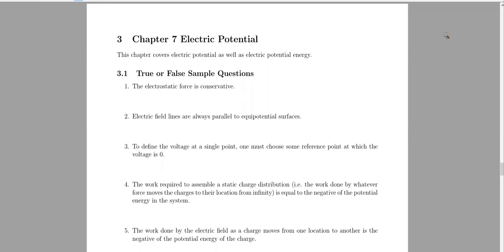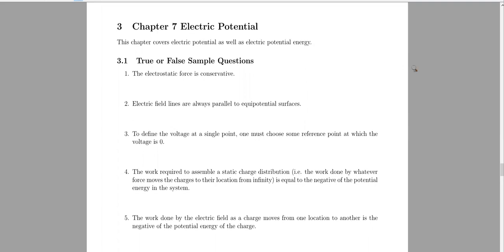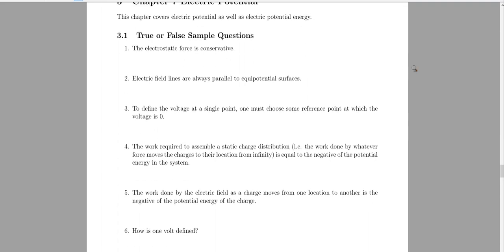All right, last one, chapter 7. So, true or false? The electrostatic force is conservative. That's true. That's why we were able to define the potential energy. Electric field lines are always parallel to equipotential surfaces. That's false. Electric field lines are always perpendicular to equipotential surfaces.